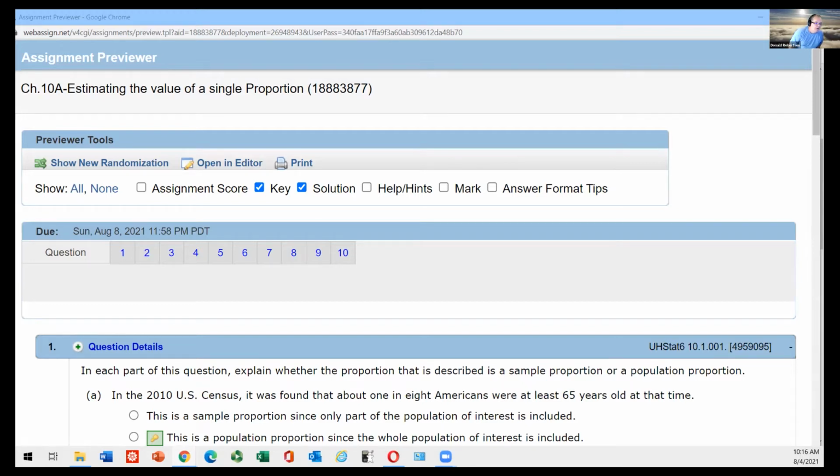Now it says, what is the population of interest? And they give us 5 choices.